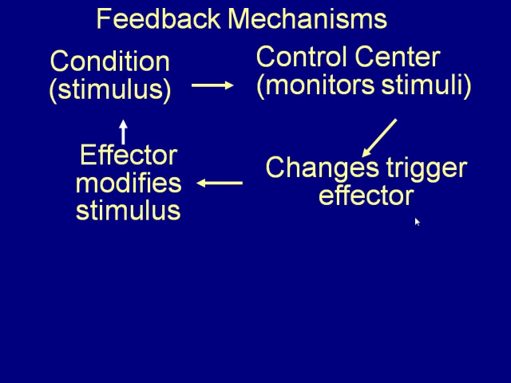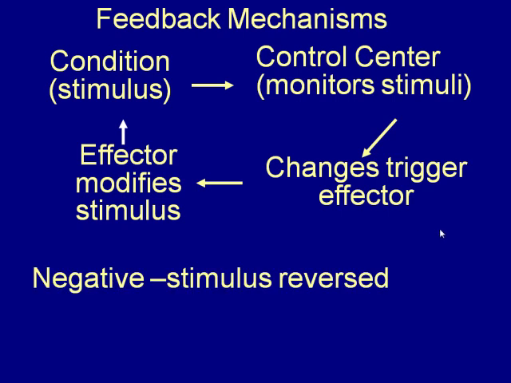What do we need to do? Now there are two types of feedback mechanisms. The most common one is the negative feedback system. When something goes up, the effector causes it to go down. So it's like a seesaw.